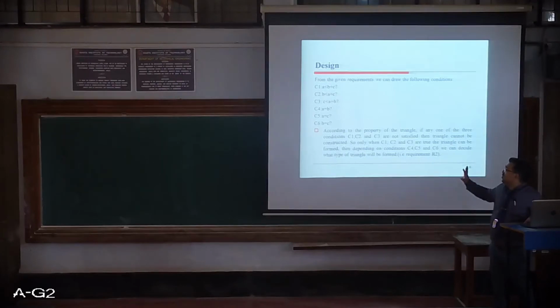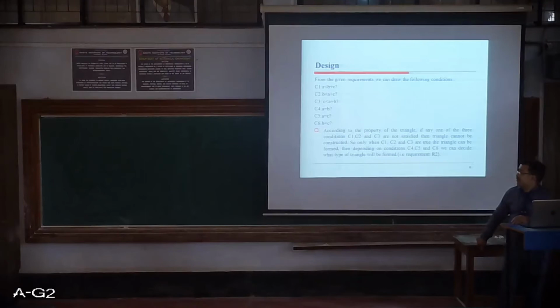If all the three conditions are true, that means it is an equilateral triangle. So if all the three conditions C4, C5, C6 are false, it is a scalene. If all the three are true, then it is equilateral. And if any one of them is true, suppose A is equal to B, then it is isosceles.